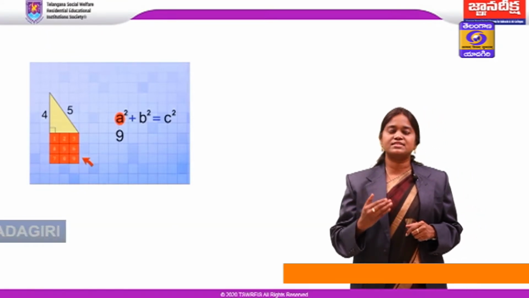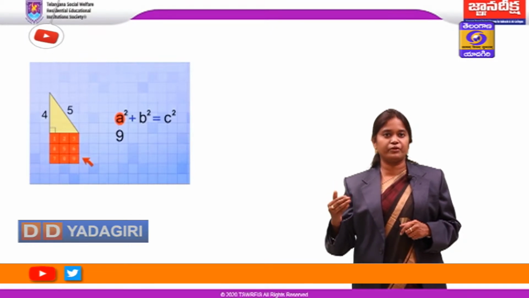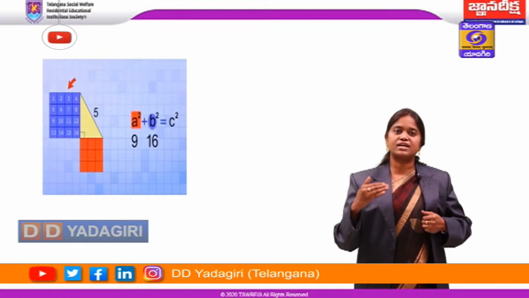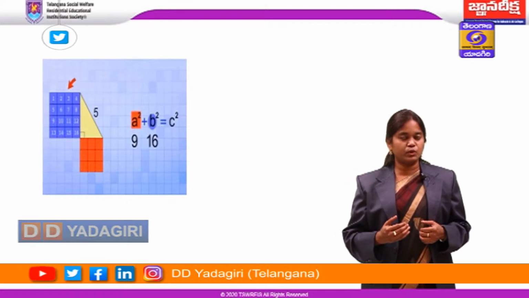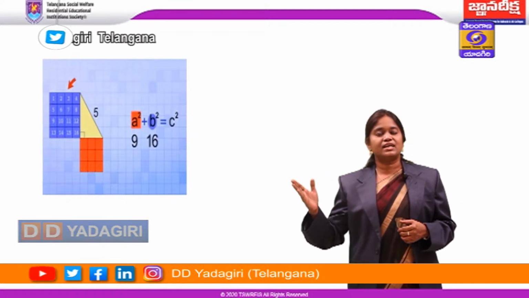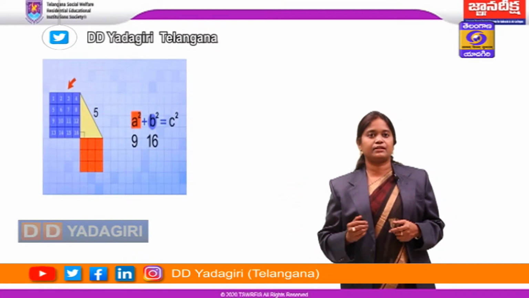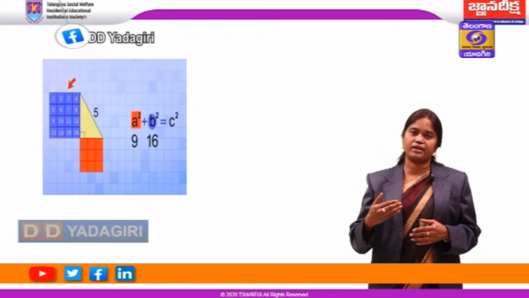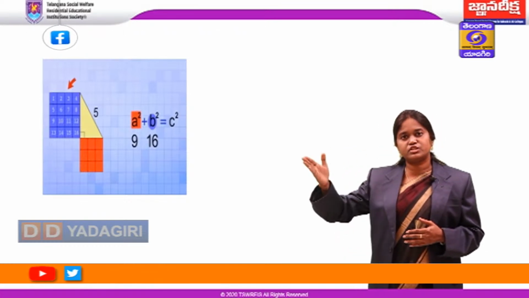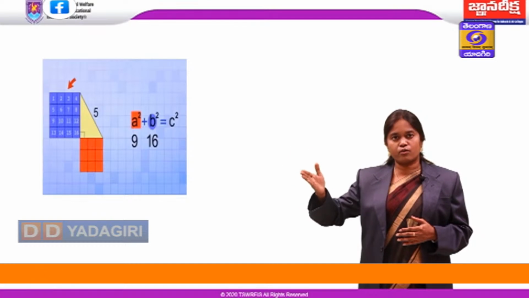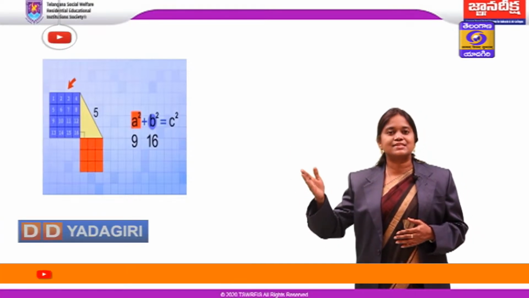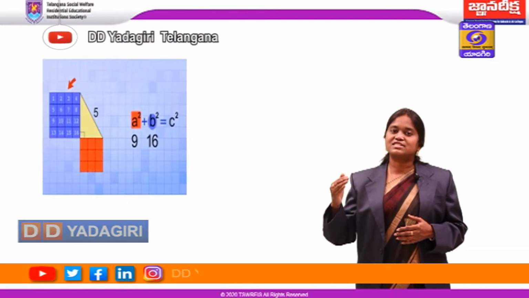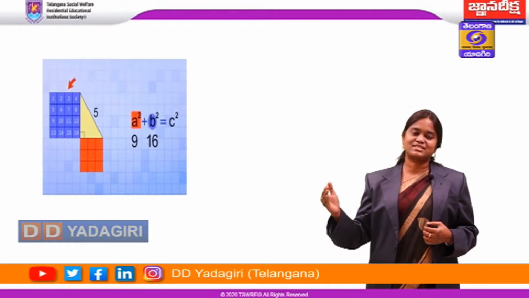Next, look at the side which is 4 units. Here, 4 square means 4 times 4 equal to 16 units is the arithmetic meaning. The geometric equivalence of squaring 4 is 4 in each row. There are 4 rows. So total is 16 units. This square represents a square area of 16 units.